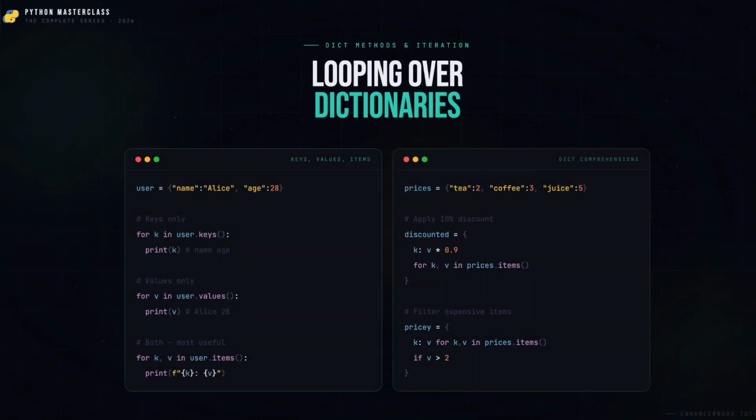Dictionaries give you three powerful views for iteration. Keys returns an iterable of all the keys. Values returns all the values. Items returns key-value pairs as tuples, which you can unpack directly in a for loop. Dictionary comprehensions work exactly like list comprehensions, but produce a dictionary. They're the cleanest way to transform or filter key-value data.